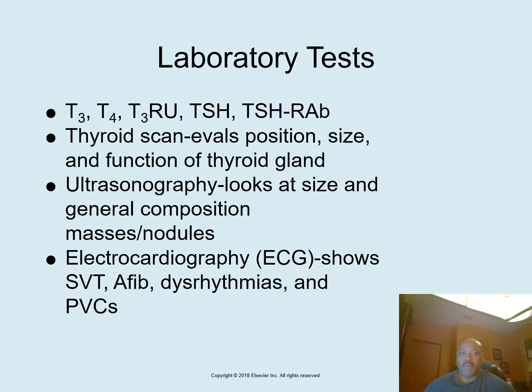Other tests use thyroid scans. This evaluates the position, the size and function of the thyroid gland. There's also ultrasonography, and this looks at the size and general composition of masses and nodules. So what does the mass or the nodule consist of? And also, because cardiac events are common in patients with hyperthyroidism, an ECG might show SVT, atrial fibrillation, dysrhythmias, and also PVCs.